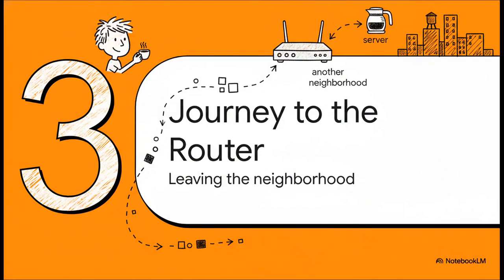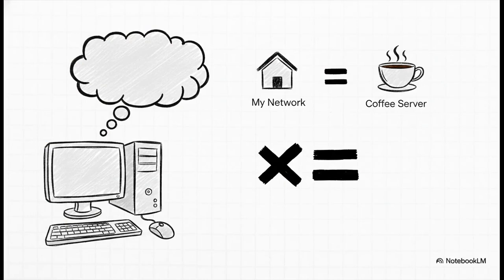Now, let's get back to what we really care about, the coffee. What happens when Johnny tries to reach that server in the other neighborhood? And here's where it gets really clever. Johnny's computer looks at the coffee server's IP address and it instantly knows, hey, this isn't on my street. It recognizes that it's not part of its own 10.1.1 neighborhood. It knows it can't just shout for it like it did for Mark.